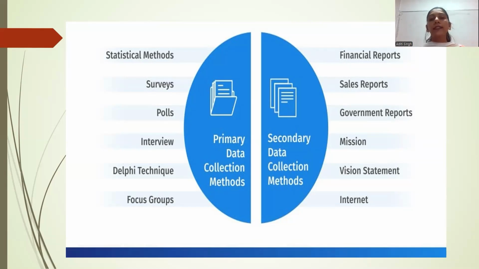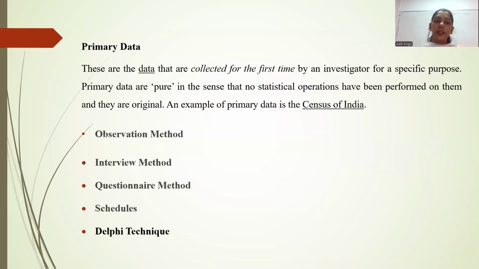If we are collecting secondary data, then we can collect from published articles, published research, newspapers, the financial report of any company, sales reports, from the internet, from government reports. We can collect it anywhere. Let's discuss primary and secondary data in detail.